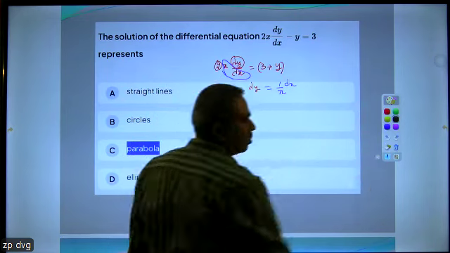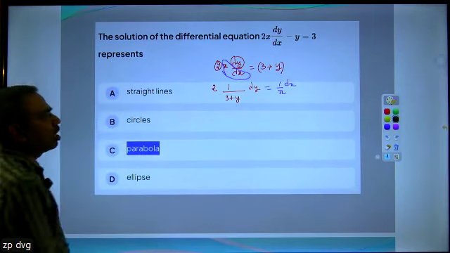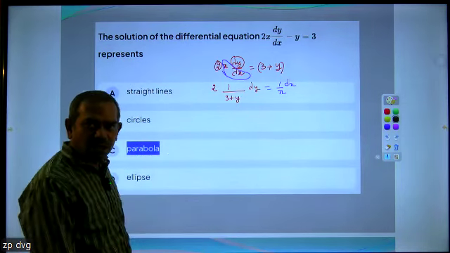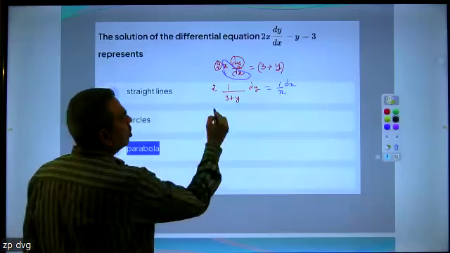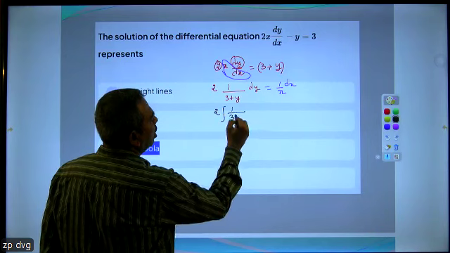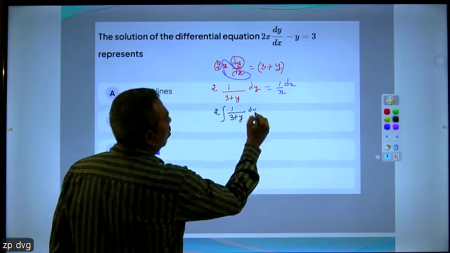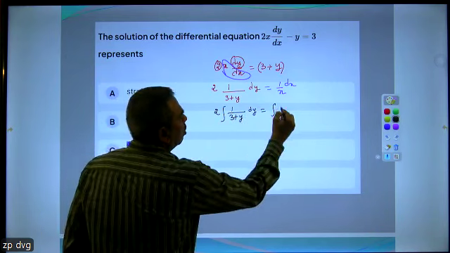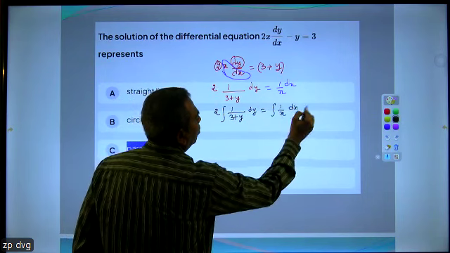Is it clear? Now, what you have to do is, I have taken all the y terms on one side and x terms on one side. Just integrate it on both the sides. So if I integrate it, what we get? 2 times integration of 1 by 3 plus y dy is equal to integration of 1 by x into dx.